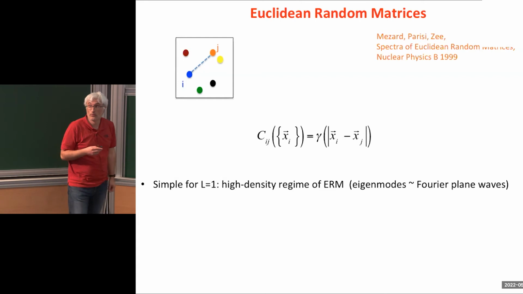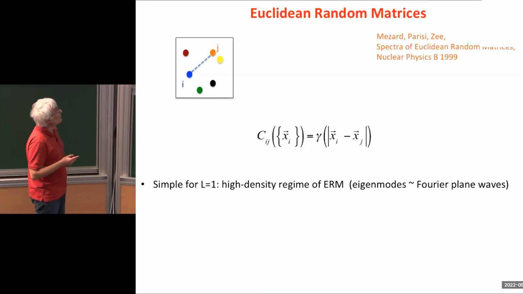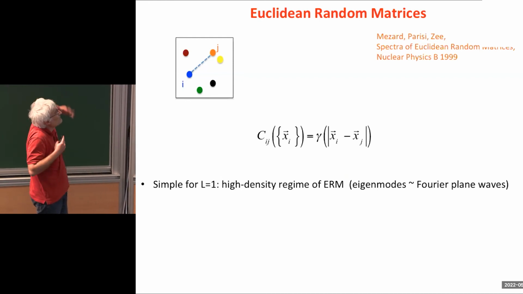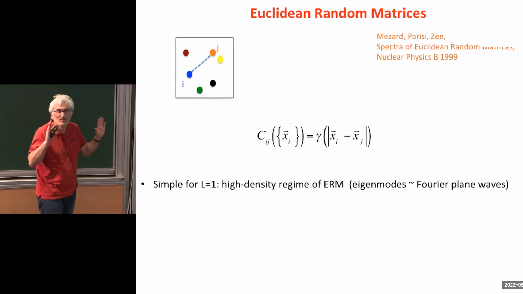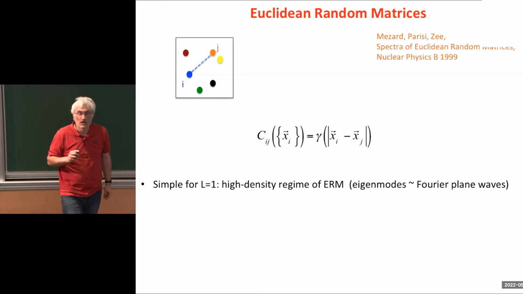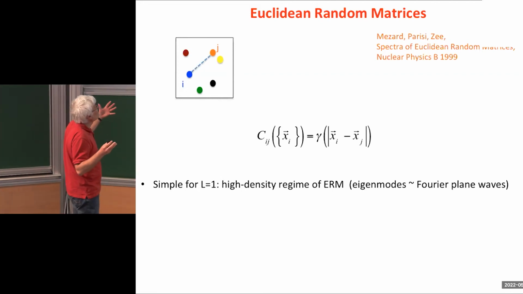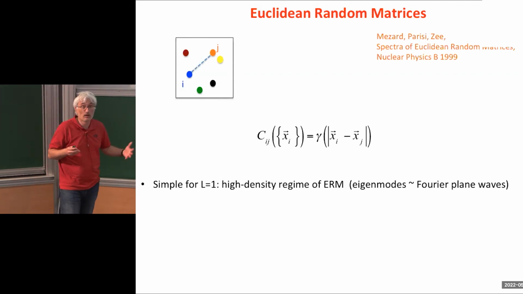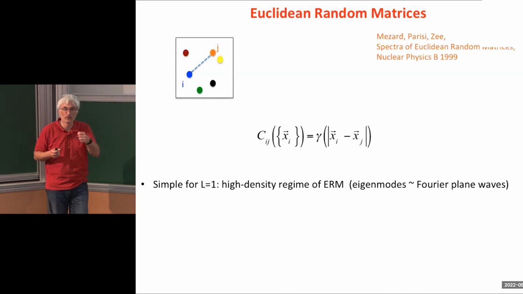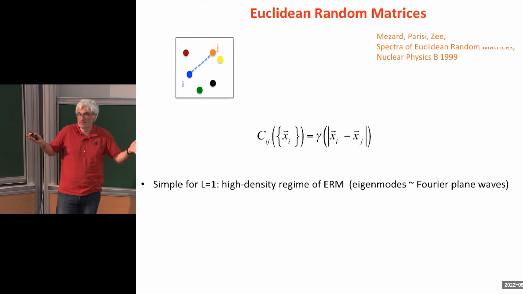So what are Euclidean random matrices? I'm sure that some of you already know, but they were invented some years ago by Mézard, Parisi and Zee, or at least from the point of view of physics. Maybe they were already introduced in math, but I'm not sure. And so the idea is the following. In random matrix theory, there are many statistical ensembles. The simplest one maybe is when you have a matrix C, the entries of a matrix, and as you can imagine, for instance, they are drawn randomly, independently from each other. Okay, that's a very simple example.